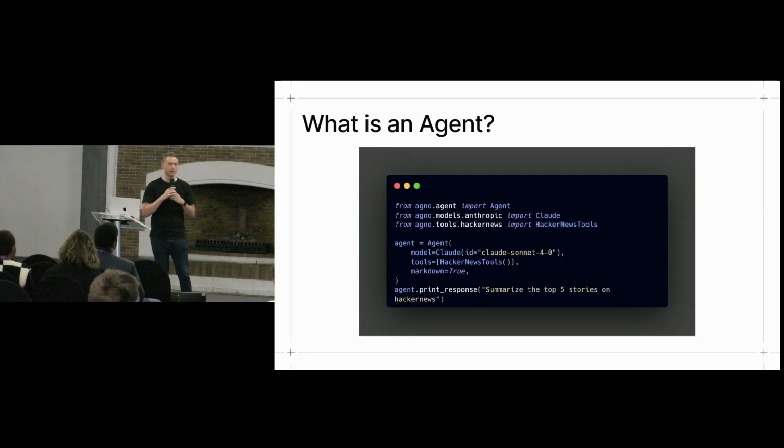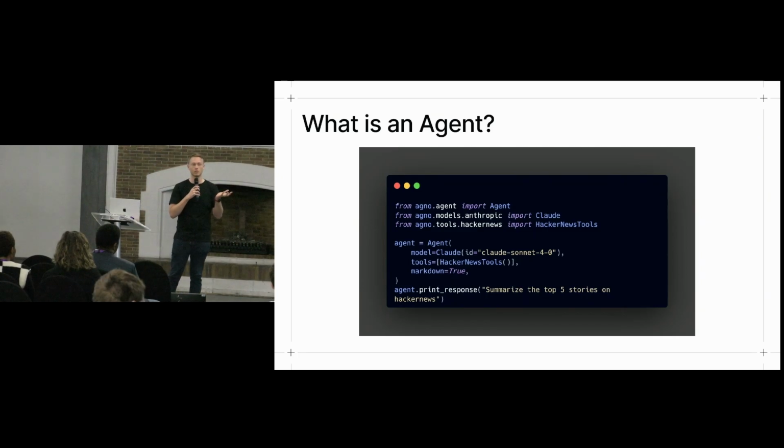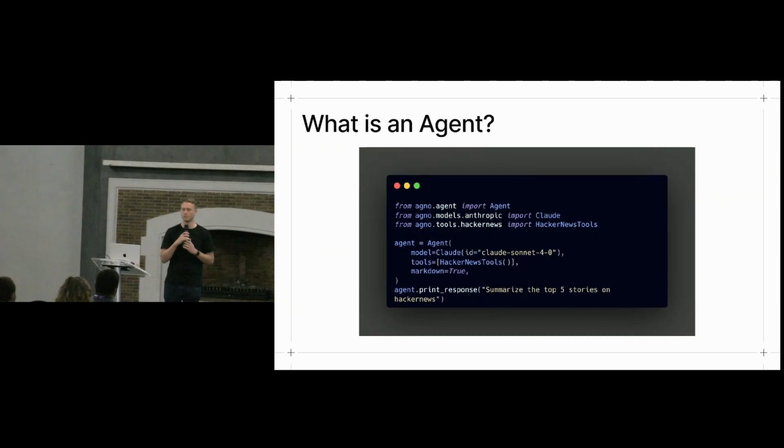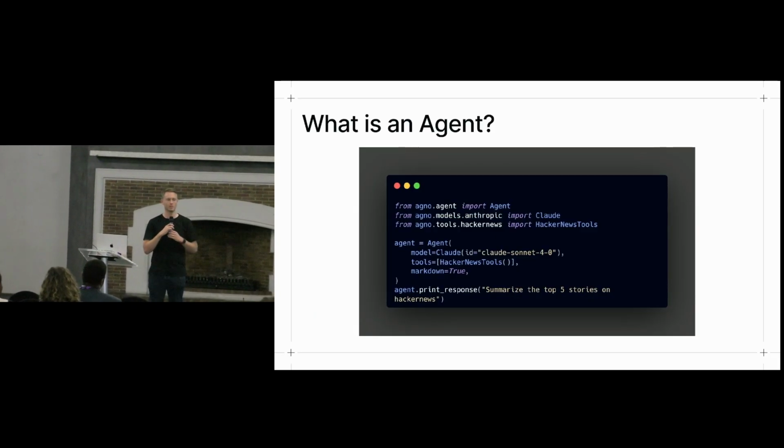So this is a very basic example of an agent. We define a model, the LLM, the heart of the agent, in this case Claude Sonnet 4, and we give it a tool, in this case tools to search Hacker News, and we tell it, please answer in Markdown. And then you can ask it a question, go fetch 5 stories from Hacker News, summarize it, give me a little paragraph. So this is the most basic form of an agent that you could have.